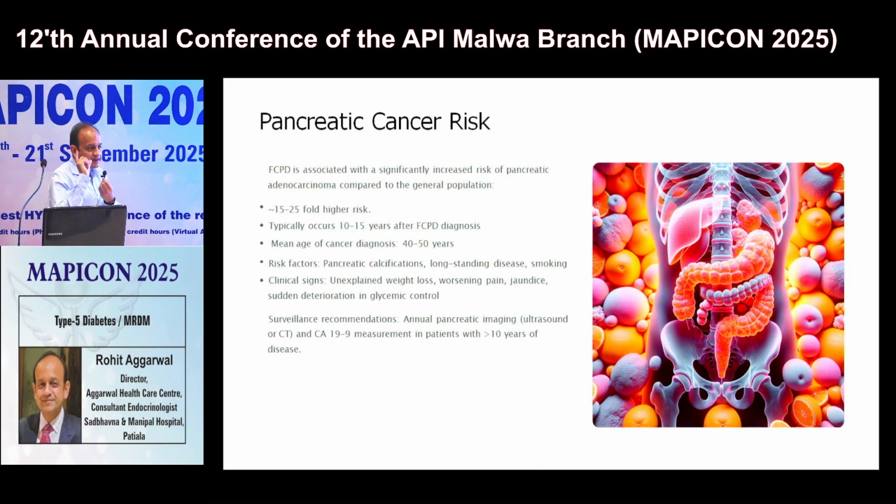Most important is the risk. The risk for pancreatic cancer is very high, and this goes up to 15 to 25 times higher, which typically occurs 10 to 15 years after you have diagnosed the patient with FCPD. So we have to be very careful when you are following this patient, and you can do your CA 19-9, but we say it's not a marker for follow-up also, but we should know whether it is going that way. So annual pancreatic imaging either through ultrasound or CT is required once the duration of disease is more than 10 years.